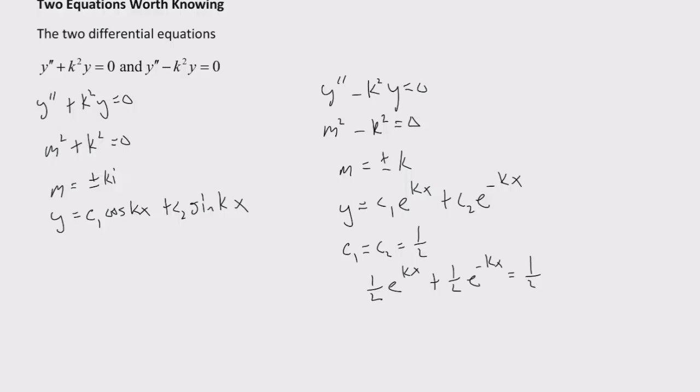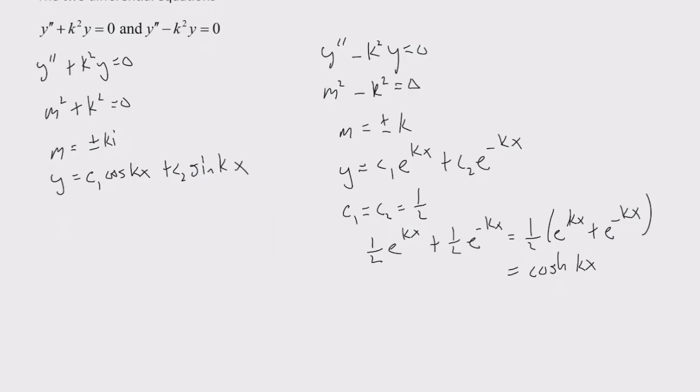And if I factor the 1/2 out, that's 1/2 times e to the kx plus e to the negative kx, right? But that is the definition of hyperbolic cosine. So that's cosh. I'm going somewhere with this, so just give me another 30 seconds here.